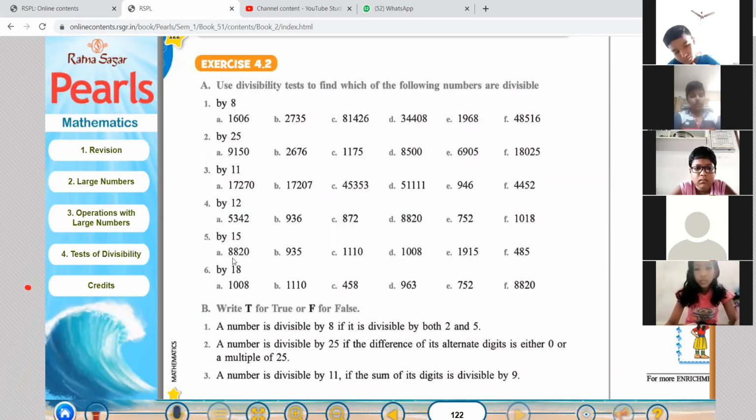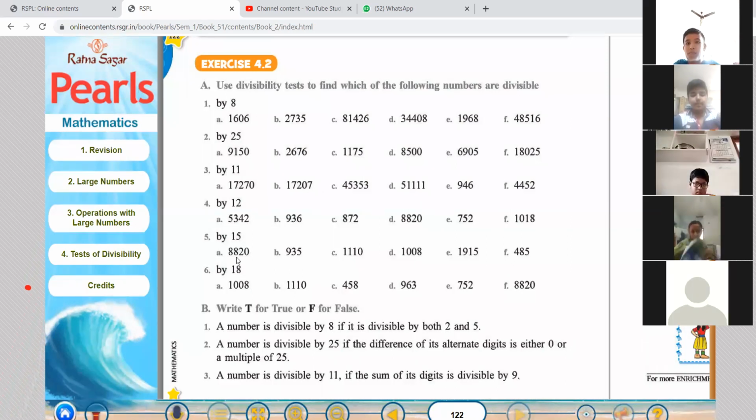8,820. What about 8,820? Is it divisible by both 3 and 5? What's its last digit? Its last digit is 0, and that's why we can say that it is divisible by 5.